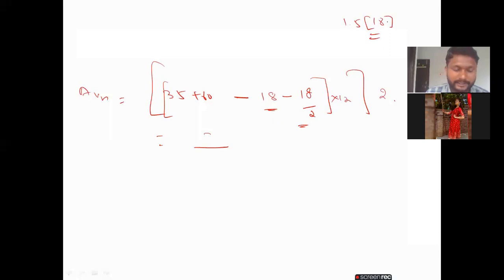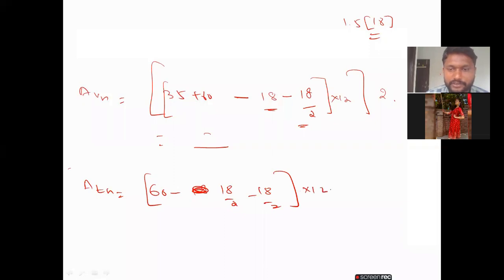Same like that, if you observe here, ATN also. I wrote directly 60 minus 18, but it is 60 minus 18 by 2 minus 18 by 2, multiplied with the thickness 12. When it is 2 times, directly we take the answer. So how we got this one, I will write here.